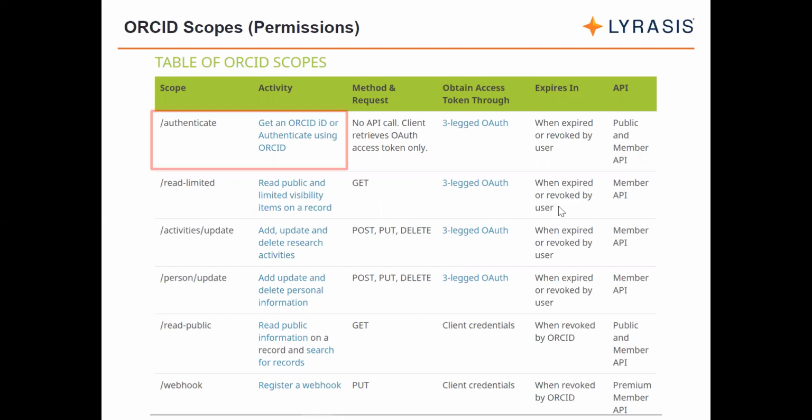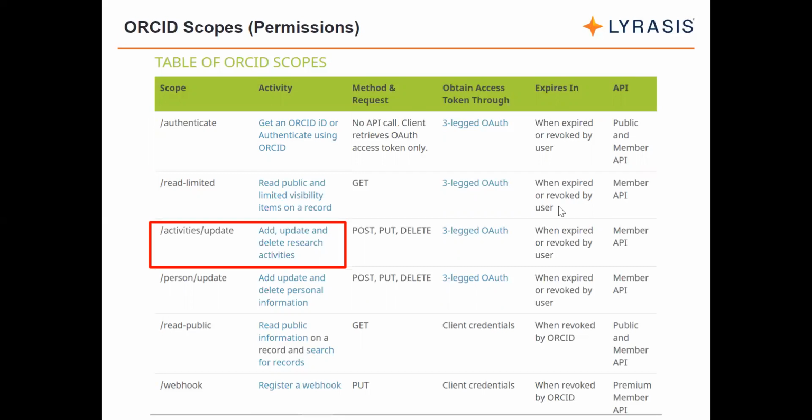The first is Authenticate, and this can be used with either the public or the member API to just gather the authenticated ORCID ID. The read limited scope is what allows for reading any limited access information on the ORCID record, so any of that data that is set to trusted parties visibility. And if you're using this read limited scope or any of the following scopes that we're going to cover, they automatically include the Authenticate scope as well.